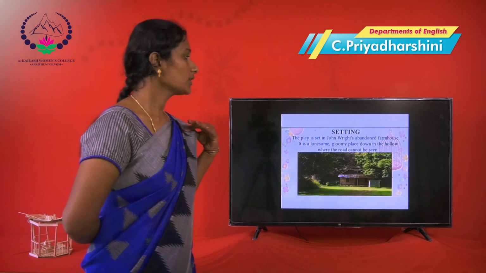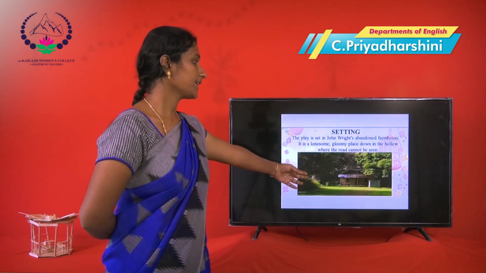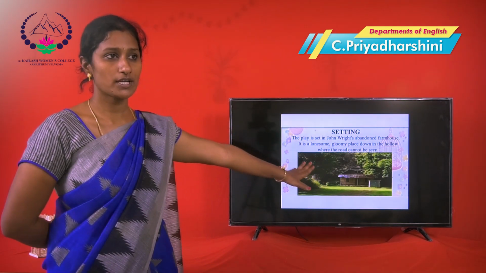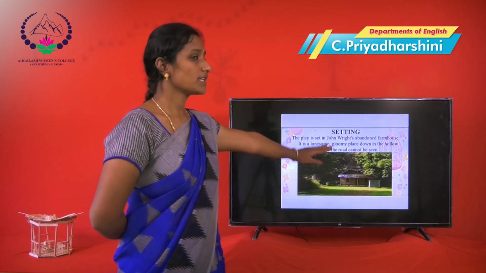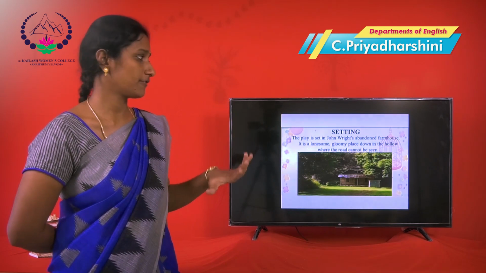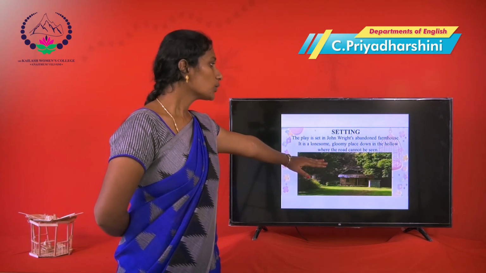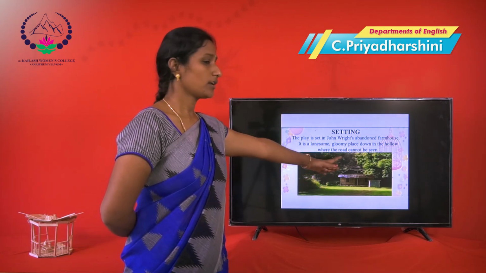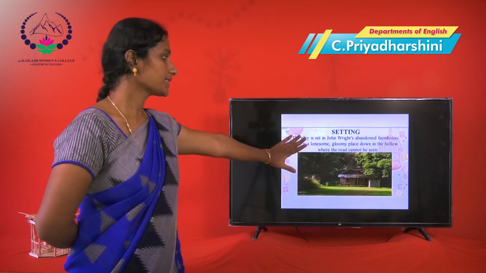Next we see the play's setting. The play's setting is John Wright's farmhouse. The play's name, Trifles, is a reference to the farmhouse kitchen. It is a gloomy place, and the road cannot be seen. This is the play's setting.